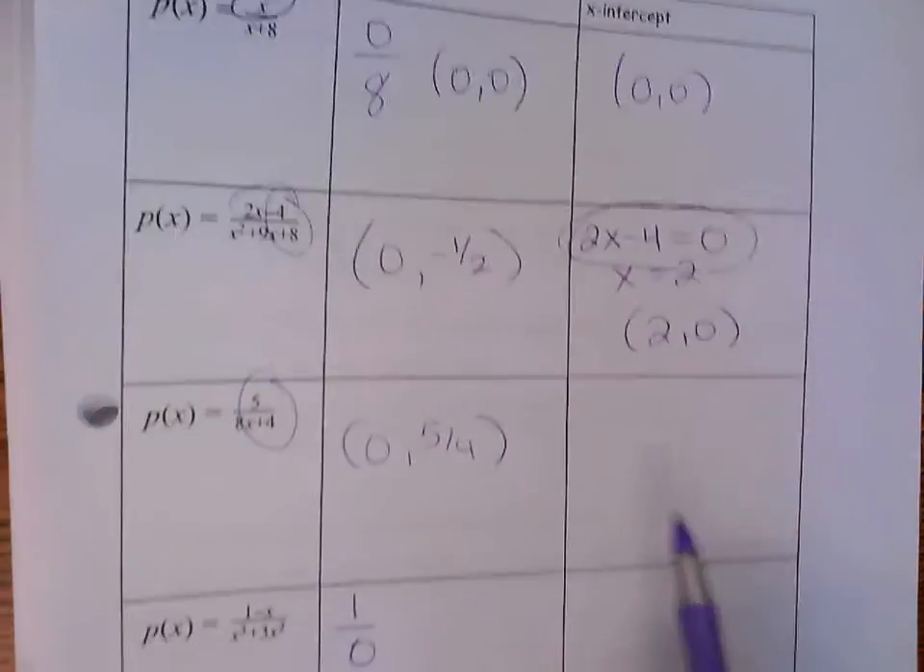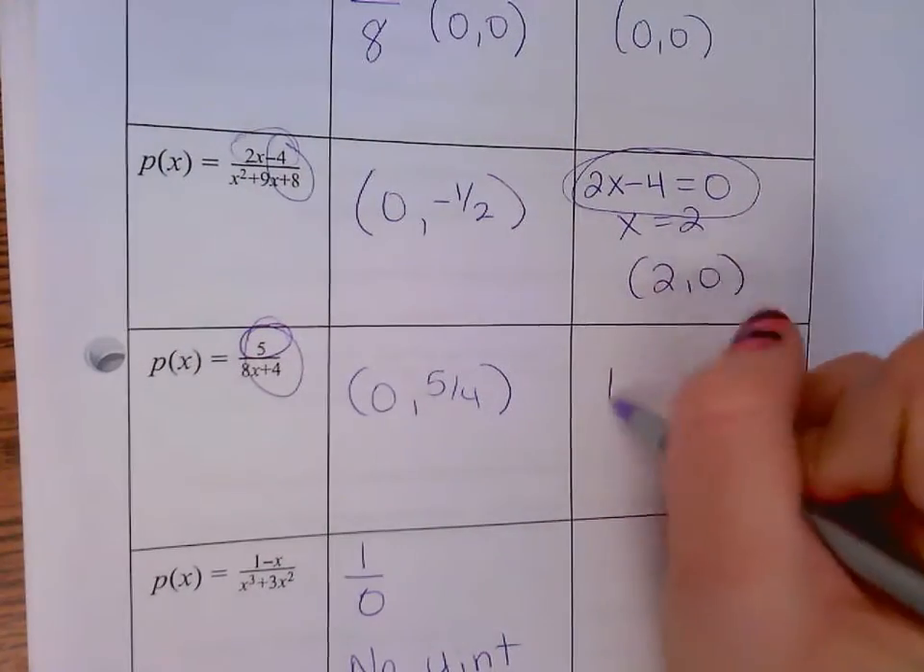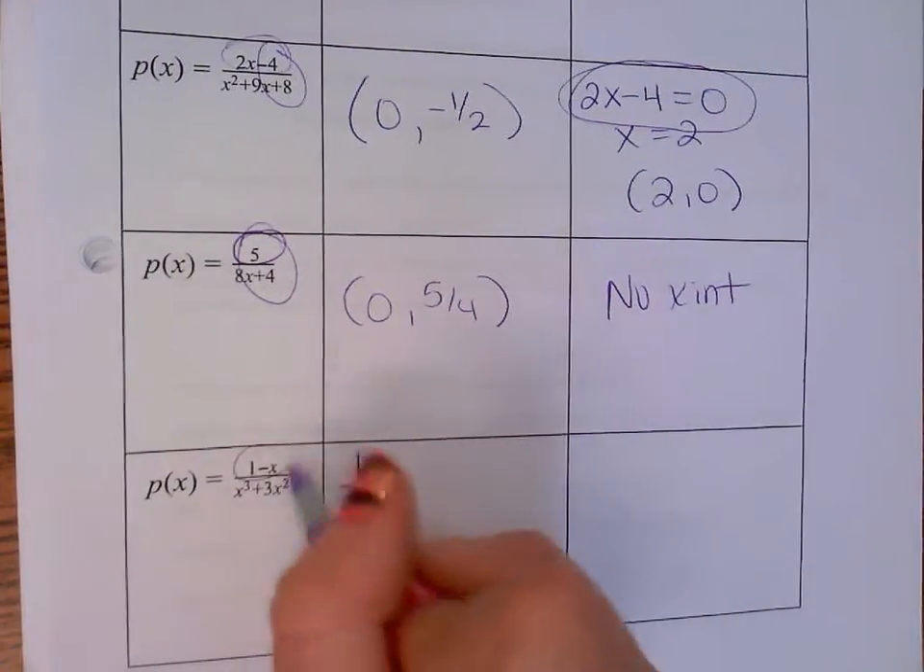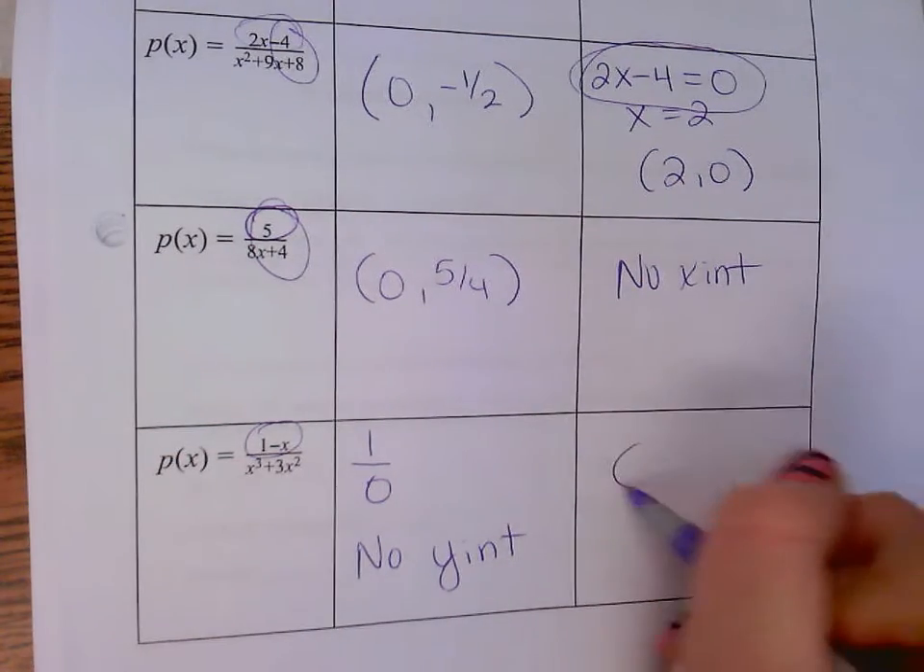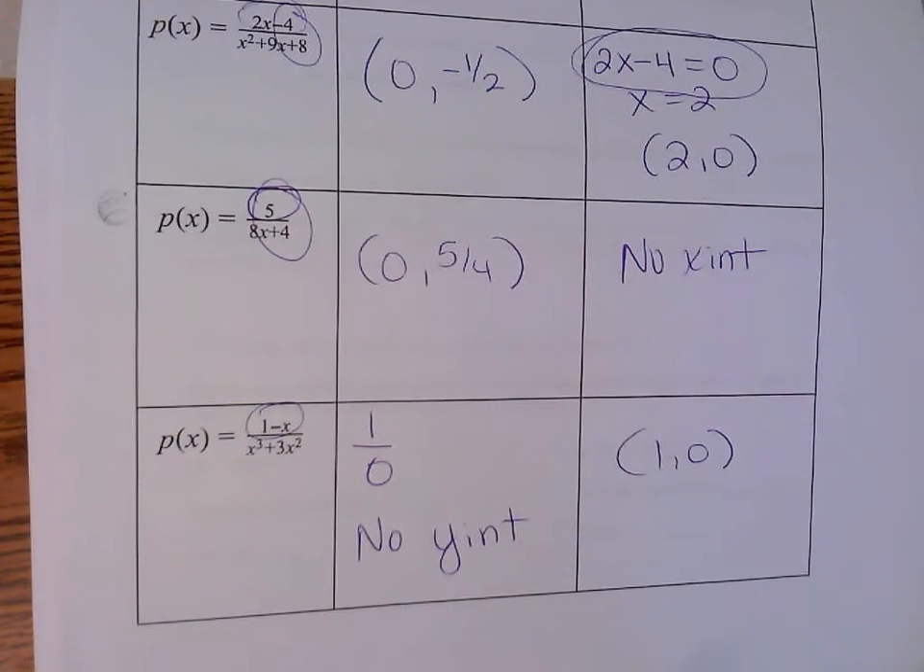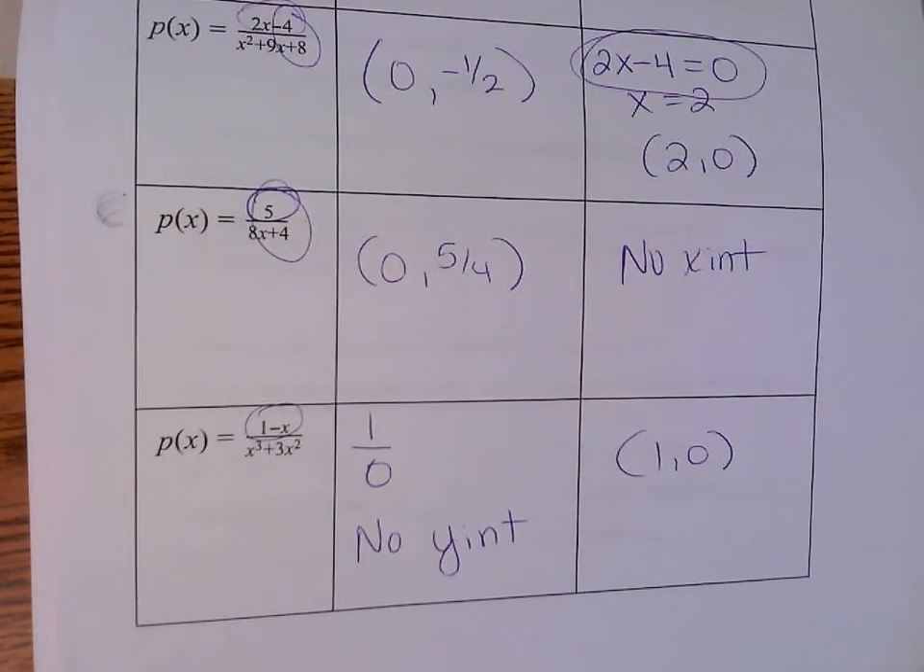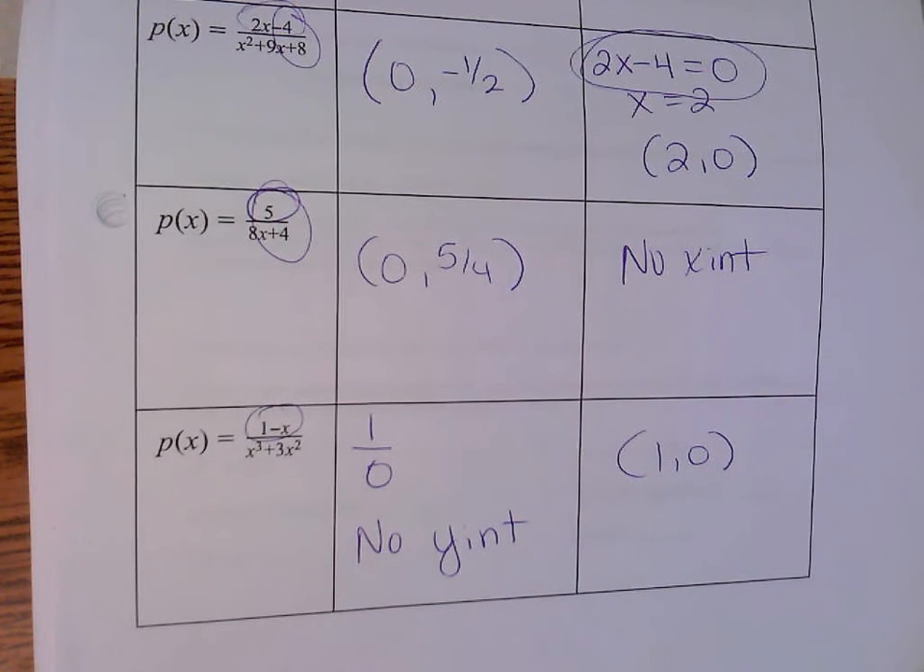There's none for this one, right? The answer is always 5, so there's no x-intercept on that one. And it looks like the answer would be 1, because 1 minus 1 would give me 0. So (1, 0). So that is half of graphing a rational function. You find the x and y intercepts and you plot them on the axis. So the other half is finding your two asymptotes.